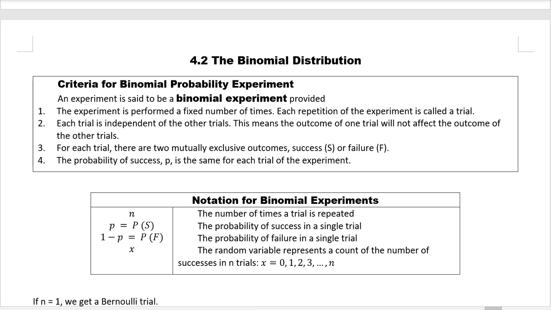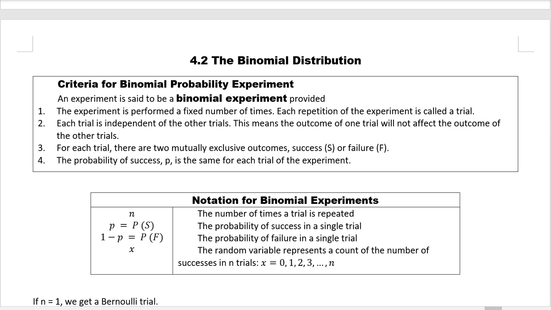Hi everyone! Last time we talked about random variables, and we have discrete random variables and continuous random variables. We also talked about, for discrete random variables, probability mass functions and cumulative distribution functions. So for the remainder of chapter 4, we're going to talk about different types of discrete distributions. Today, let's talk about section 4.2, the binomial distribution.